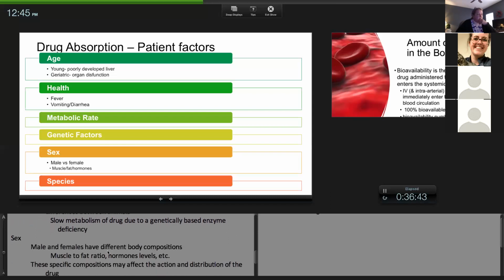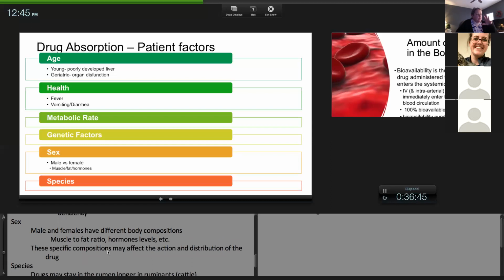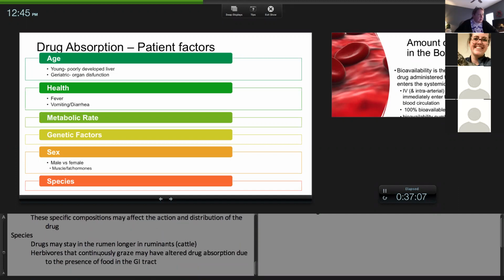Male versus female, muscle and hormones: that's why in anesthetics we ask whether they are intact. A higher level of fat or a higher level of circulating hormones can affect distribution of the drug. So that can factor in.